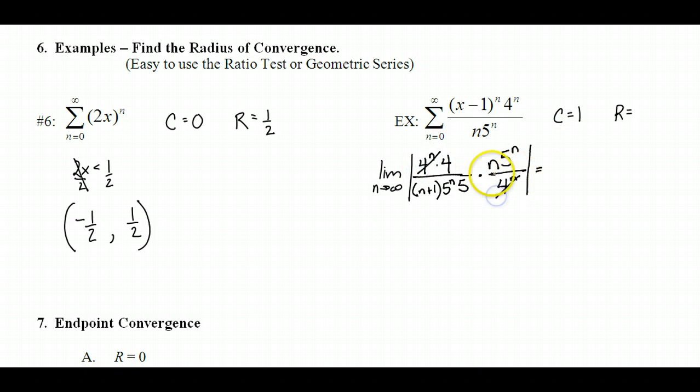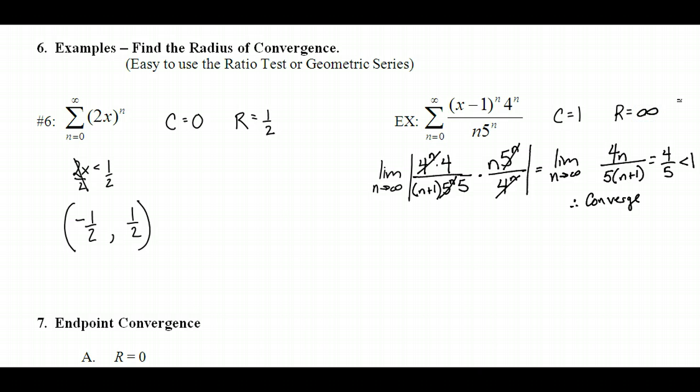Simplify things out. 4 to the nth simplifies out, 5 to the nth simplifies out, and we are left with the limit as n is approaching infinity. In the numerator we have 4n, and in the denominator we would have 5 times n plus 1. Well, for this limit, the degree of the numerator and the degree of the denominator is the same, so we know this limit is equal to 4/5. Well, 4/5 is less than 1, and therefore this is going to converge, meaning this converges all the time. So if this converges all the time, your radius is going to equal infinity.